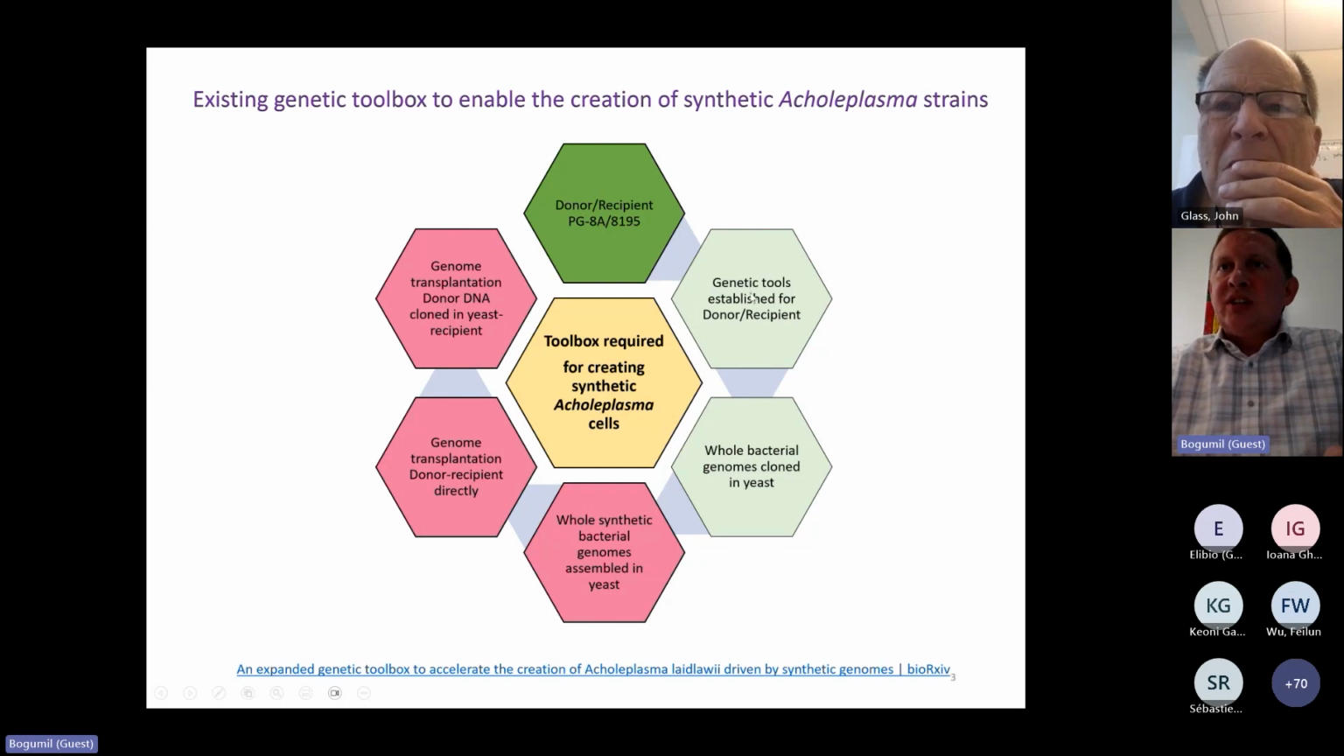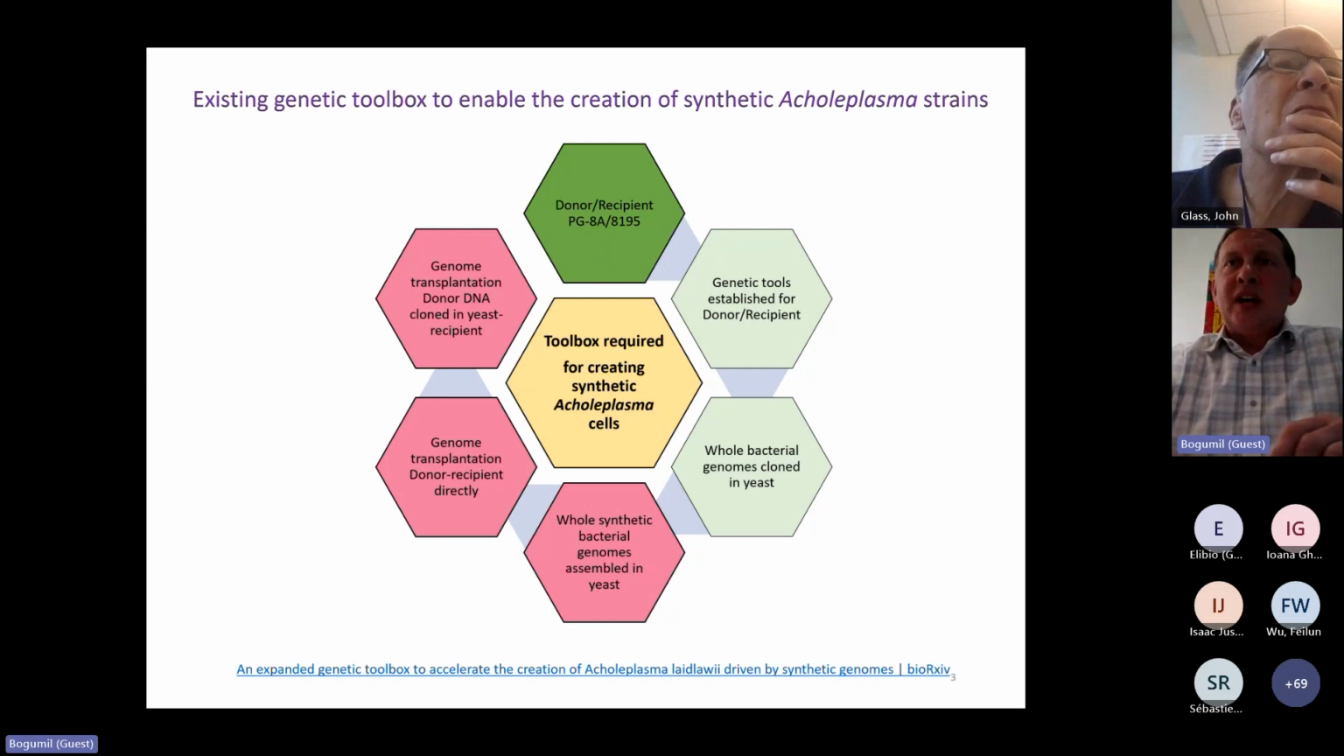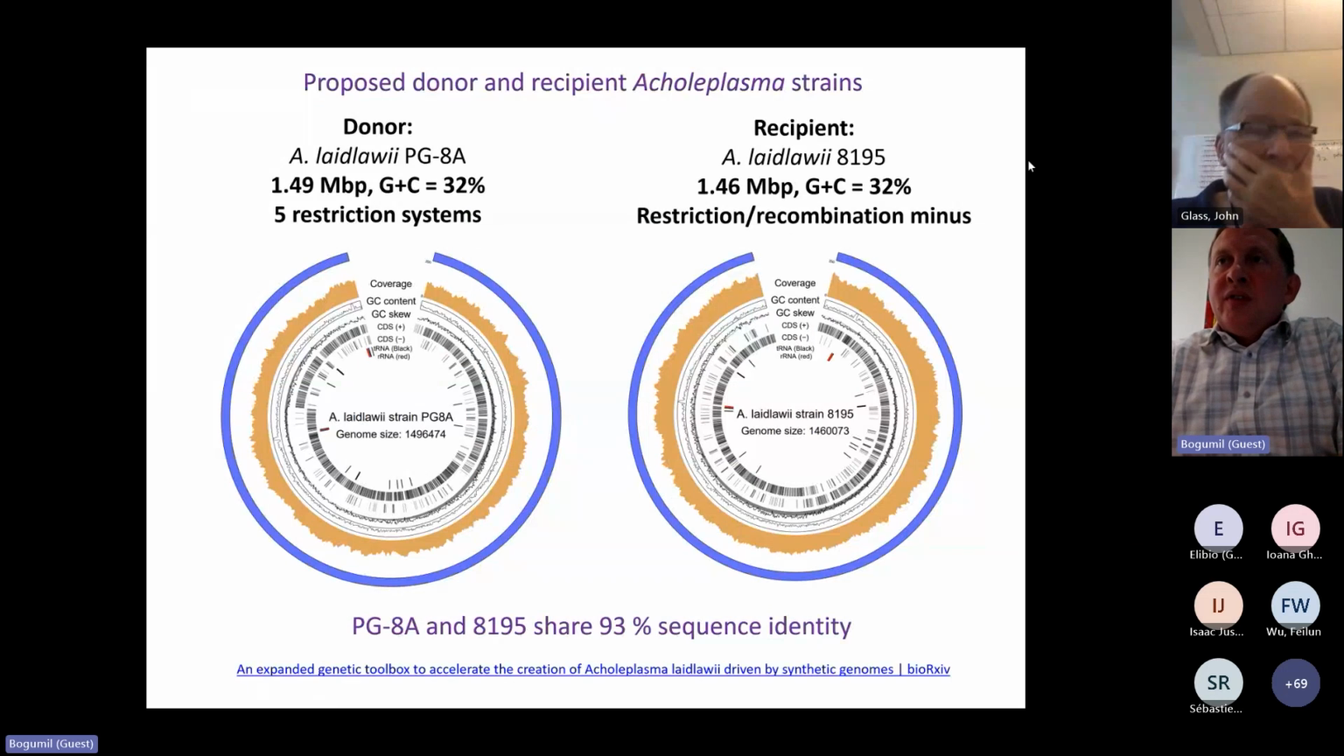Then we started working on genetic tools, hoping that this is going to give us genome transplantation one day, whether using genomes from bacteria to bacteria, or genomes that were cloned inside yeast. One of those Acholeplasma species already had its genome cloned inside yeast, so we know we can do that. We can clone the whole genome in yeast, but the transplantation will be next. Here is a brief overview of the 2 species that we are working with: the Acholeplasma laidlawii strain PG8A, and another one, 8195.